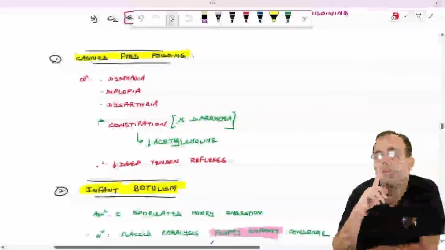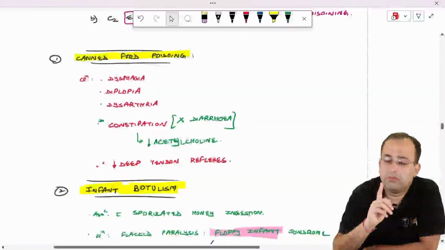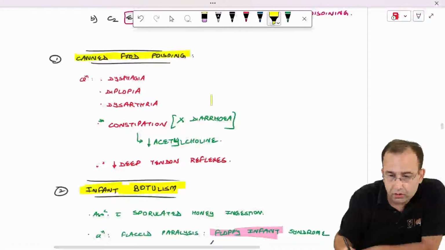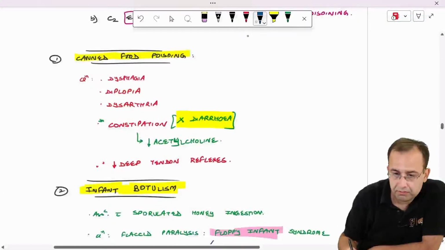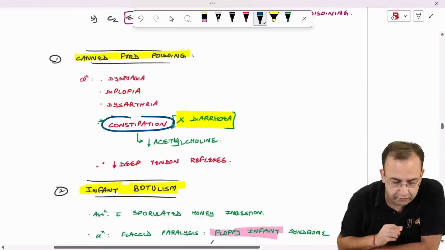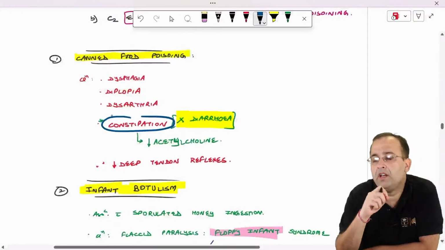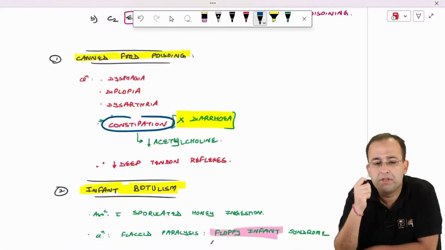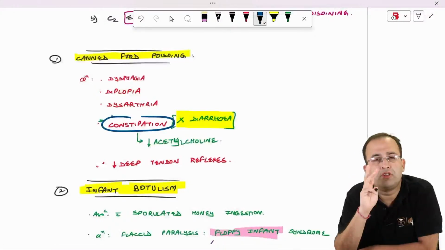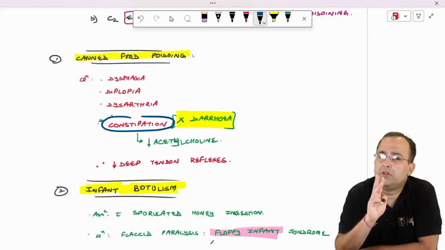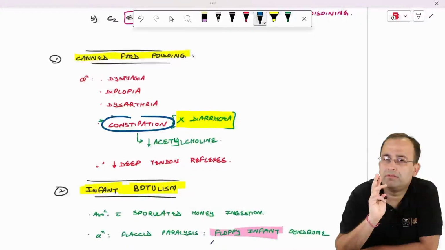Next, very, very important, canned food poisoning. Clostridium botulinum. Clinical history: it is not associated with diarrhea. Canned food poisoning or botulism: the minute you have a history of constipation given in your clinical history based question, with dysphagia, diplopia and constipation, it is Clostridium botulinum. It is associated with constipation.